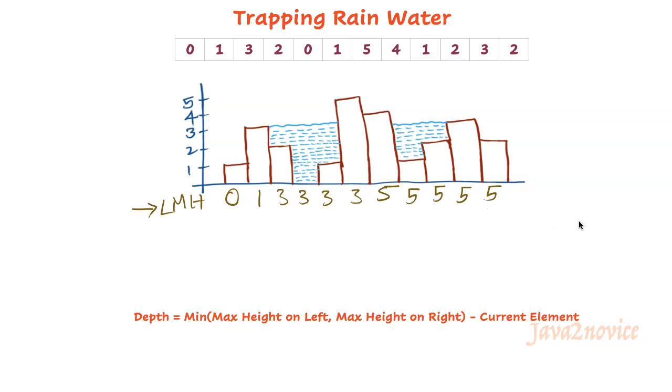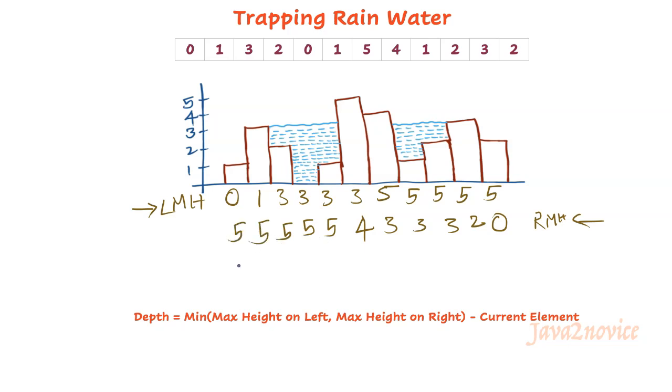We will start from the backwards to identify right side maximum height. So here, the right side maximum is 0. In this index it is 2. In this index it is 3. In this index again it is 3. In this index again it is 3. In this index the maximum right side height is 4. In this index the maximum right side height is 5. In this index 5, and again for all the indexes it is going to be 5.